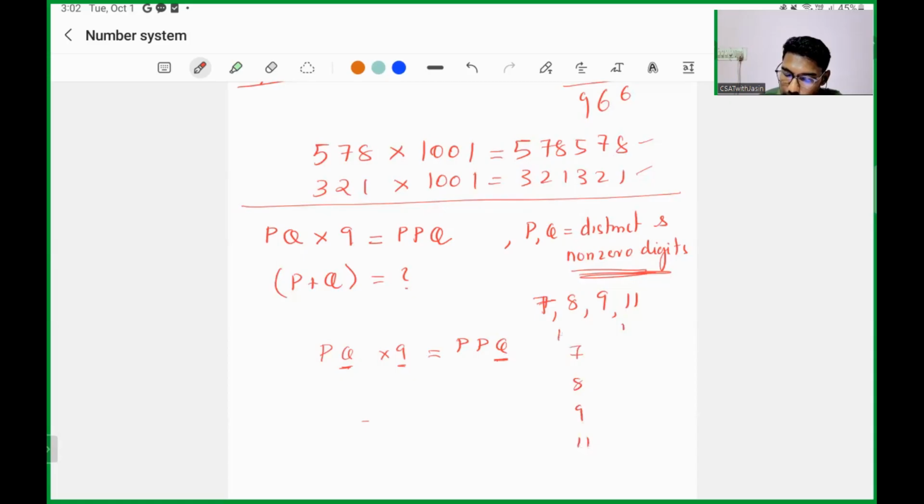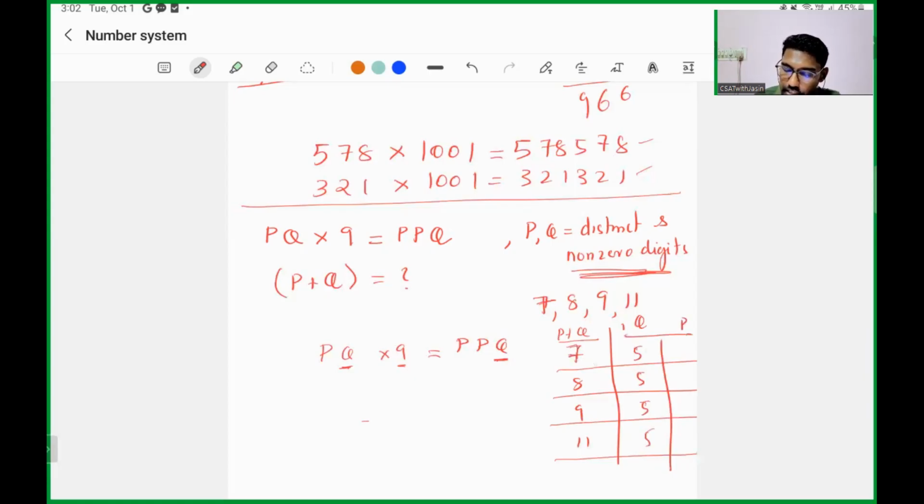So actually the option is p plus q. The question was to find out what p plus q is. So now we understood that q is 5. So if q is 5 in each of these options, what will p be? If p plus q is 7 and q is 5, p will be 2. 2 plus 5 is 7. Here it will be 3, here it will be 4, here it will be 6. Now you can just substitute and check.